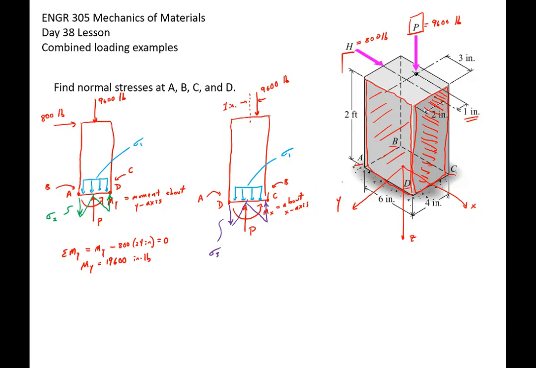Now we haven't calculated the moment there. Let's actually calculate what that moment mx is. If we sum moments about the x-axis, I'm going to have an mx, which is the one on the free body diagram there, and I'm also going to have a minus 9,600 pounds times 1 inch. That equals 0. So my mx is 9,600 inch-pounds.